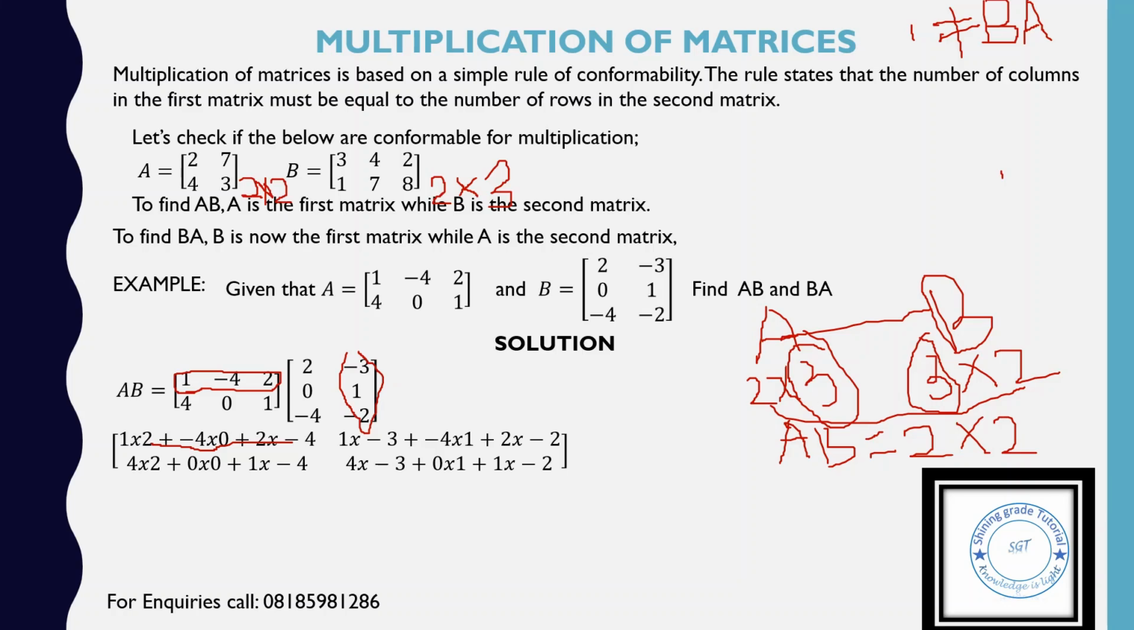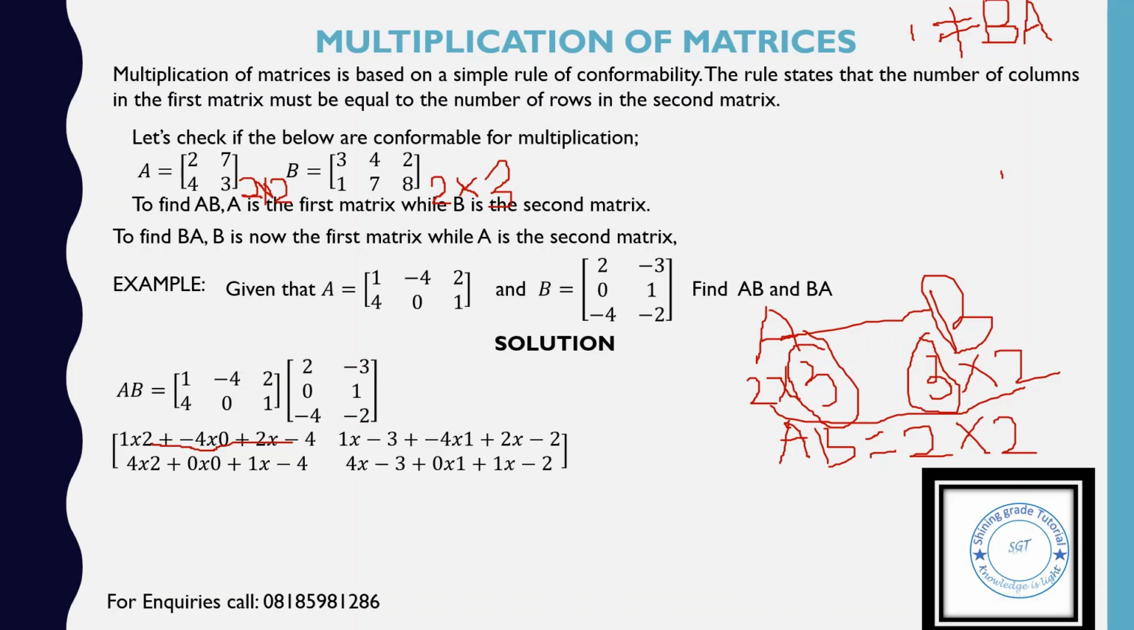So to get the element of first row, second column, you multiply the first row and the second column together: 1 times minus 3, plus minus 4 times 1, 2 times minus 2. I think that is well understood.